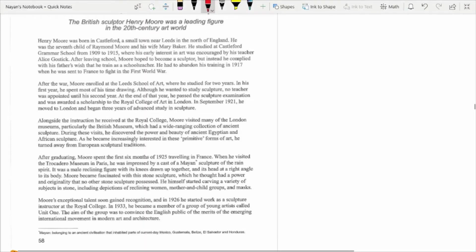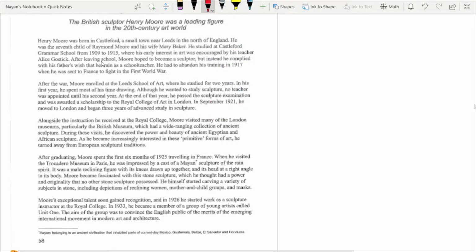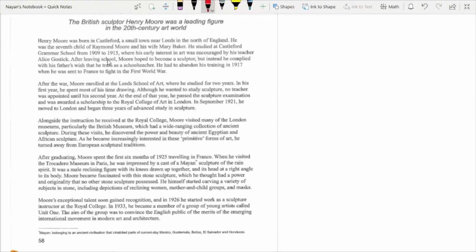Okay, so let's find the answer in the first passage. Henry Moray was born in a small town, and his studies, yeah, here I can see after leaving school, right? Here very clearly it's mentioned. After leaving school, Moray hoped to become a sculptor, but instead he complied with his father. So he wanted to be a sculptor, but rather he complied with his father's wish. So definitely he followed whatever his father wanted him to do, right?